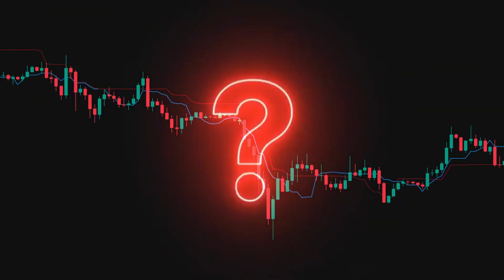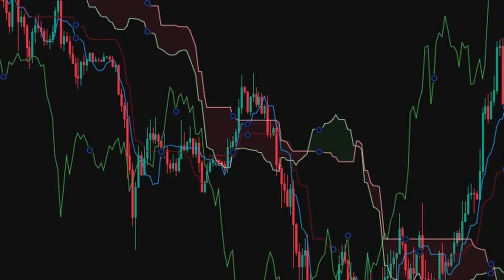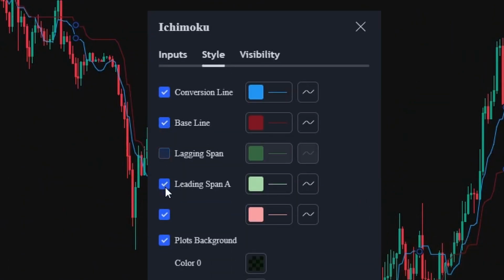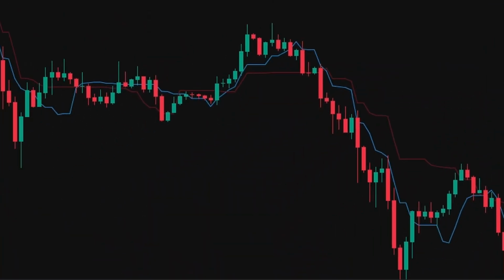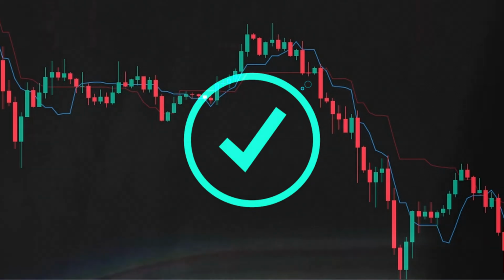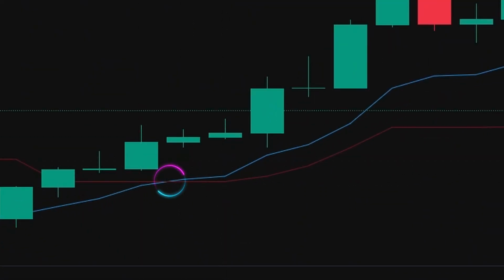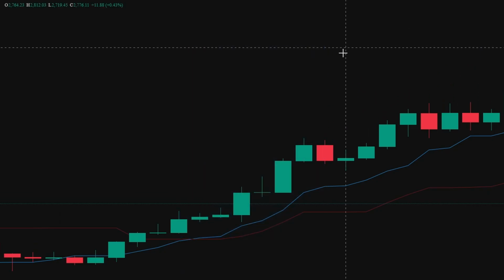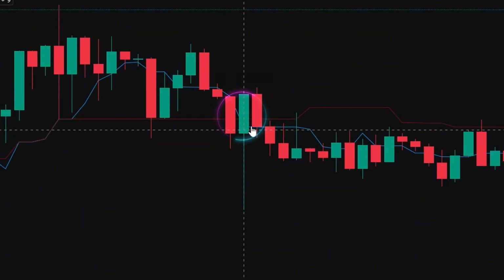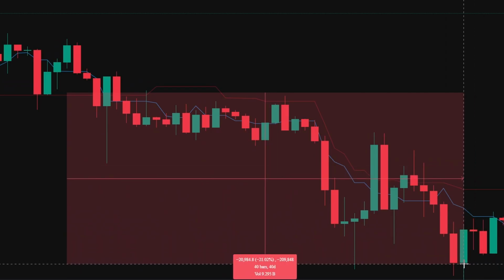But how do you use all these lines? For beginners, focus on the 2 main lines, the conversion line, which is blue, and the baseline, which is red. They work like moving averages, giving you easy buy or sell signals. When the fast blue line crosses the slow red line from below, it's a bullish signal, so it's time to consider buying. When it crosses from above, it's a bearish signal, so look to sell.